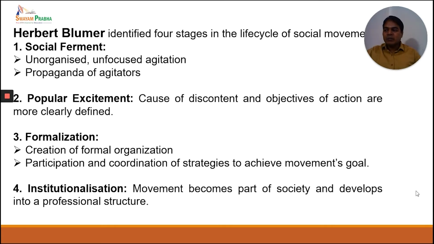The second stage is that of popular excitement. In this stage, the cause of the problem due to which discontent has emerged has been identified, and the objective of the movement has now become clear to the members. So once the movement passes from social ferment to popular excitement, the cause of the problem has been identified, and the objectives of collective action have been clearly defined: what they are going to achieve, and what collective goal they want to achieve through that social movement.